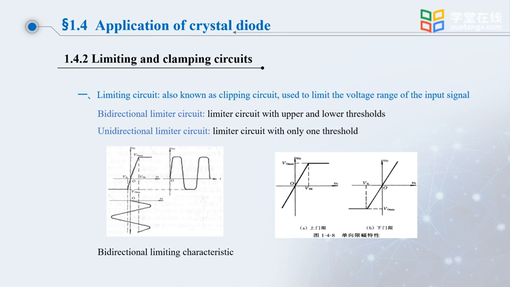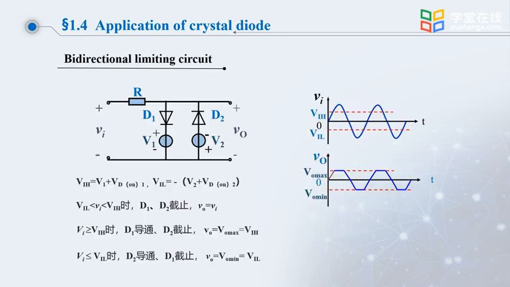Looking at the lower threshold again, when VI is greater than VIL, VO and VI are in a proportional relationship. VO varies with VI. But when VI is less than VIL, VO is limited to the voltage of VO min and no longer changes. This is called the lower threshold limiter circuit. Let's take a look at an example.